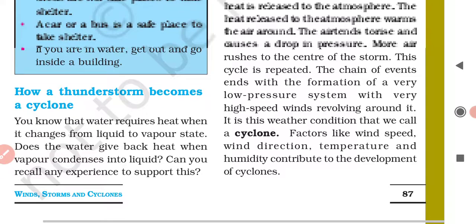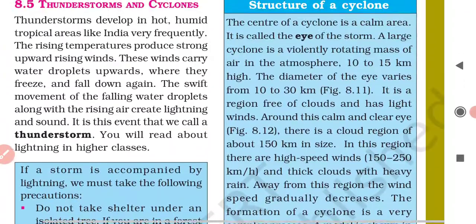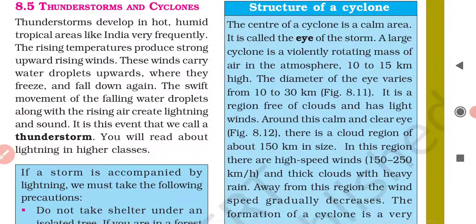So now let's talk about cyclone more. Structure of a cyclone over here. You see, the center of a cyclone is a very calm area and it is called the eye of the storm. A cyclone is formed over warm sea water and it is about 10 to 15 kilometers high.